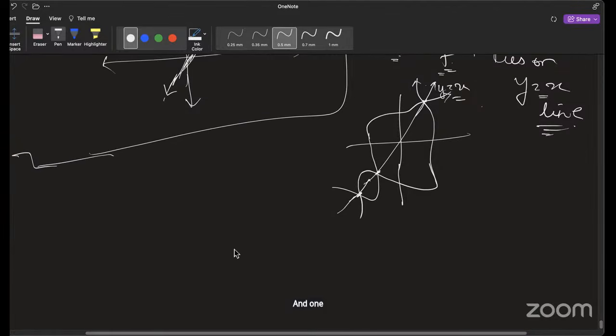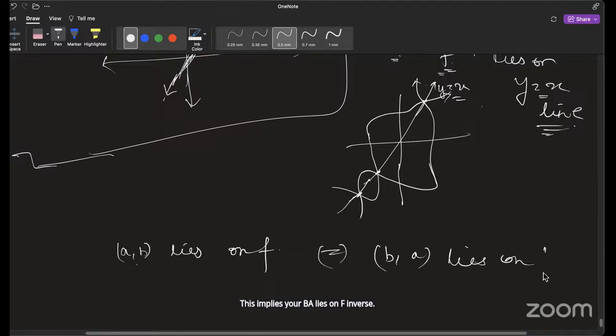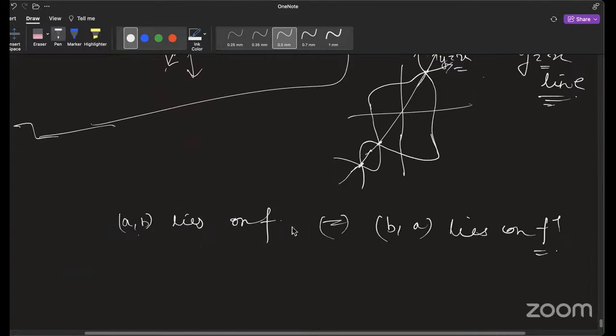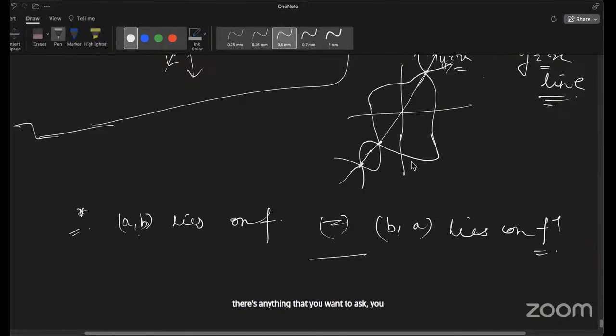And one more thing about inverses is that if (a, b) lies on f, this implies (b, a) lies on f inverse. That's all. I think we've summarized everything that's in week 5. If there's anything that you want to ask, you can. Otherwise, we can end the session here.